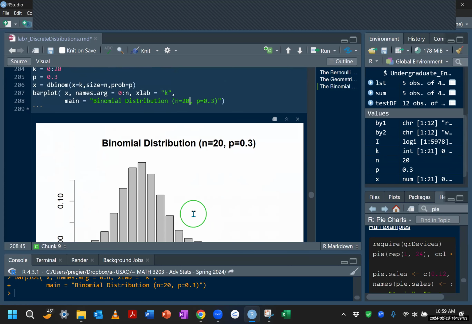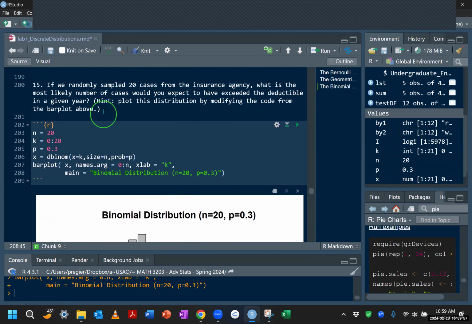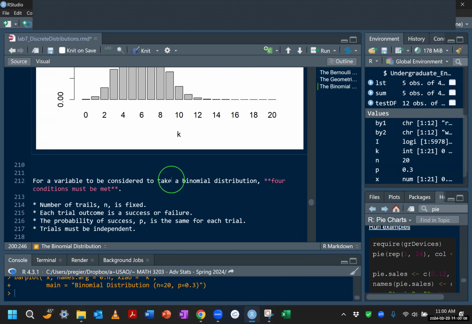So what is the most likely number off that chart? Let you guys answer that for question 15. What is the most likely number of cases based off this distribution? Okay, so that's calculation side of doing the binomial distribution. Get some practice with that.